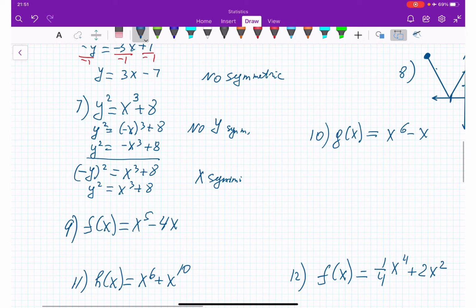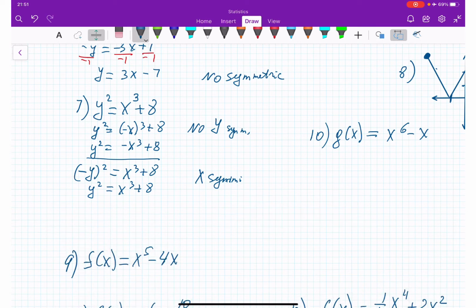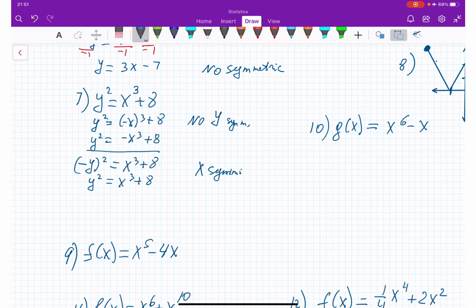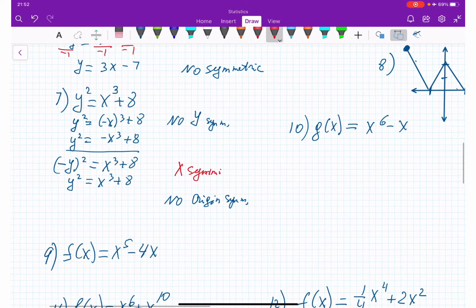All right. And lastly, if we check by origin, obviously it's not going to be symmetric by origin, because before it was 2, now it is 3. This cube is going to get negative, but y is going to stay the same, right? Because it's squared. So from here we can say no origin symmetry. Okay, so we have only x symmetry. Okay, all right.